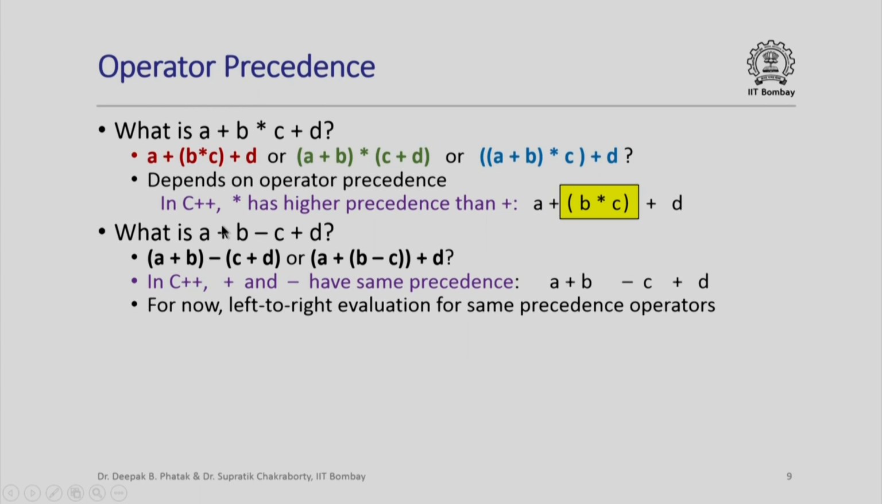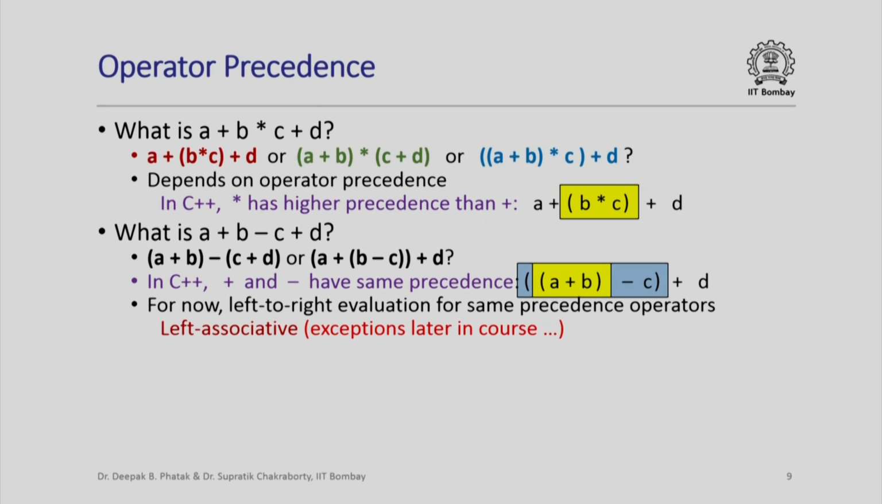Now in C++, the addition and subtraction operators have the same precedence, and when we have operators with the same precedence, what do we do? We go from left to right and we evaluate the operators as we encounter them going from left to right. So in this case I will first evaluate a + b, then I will evaluate a + b - c, and then I will add d to it. So this is also called left associative, that is we are associating operands to the operators as we go from left to right among operators with the same precedence.